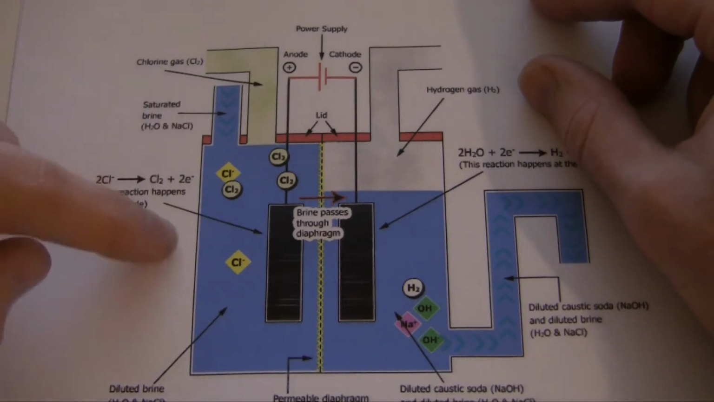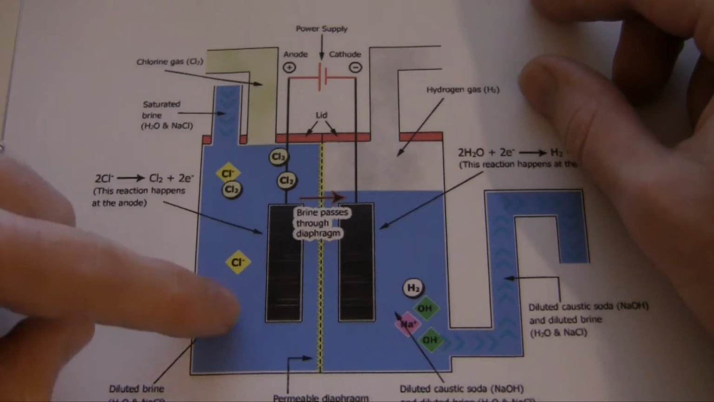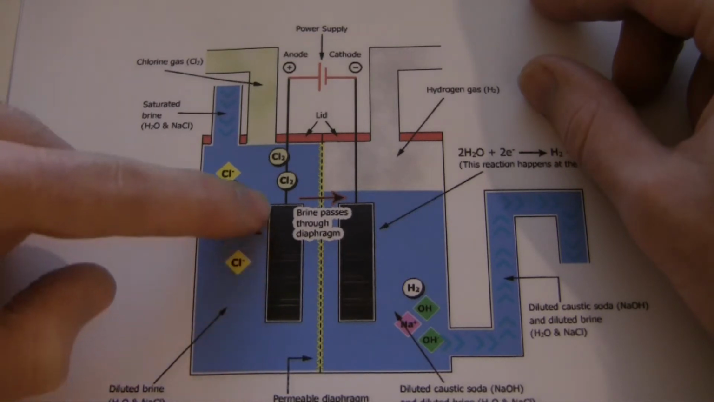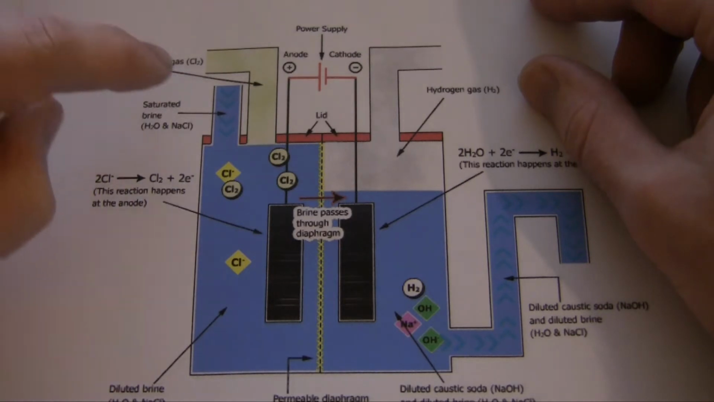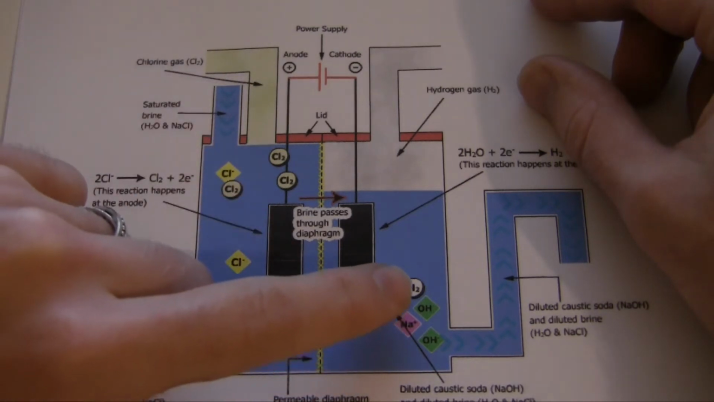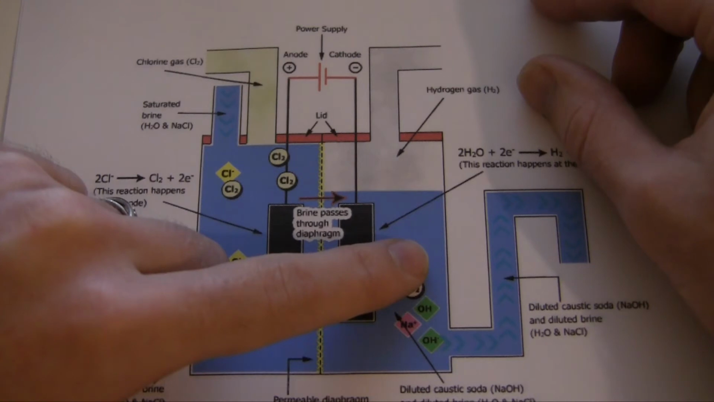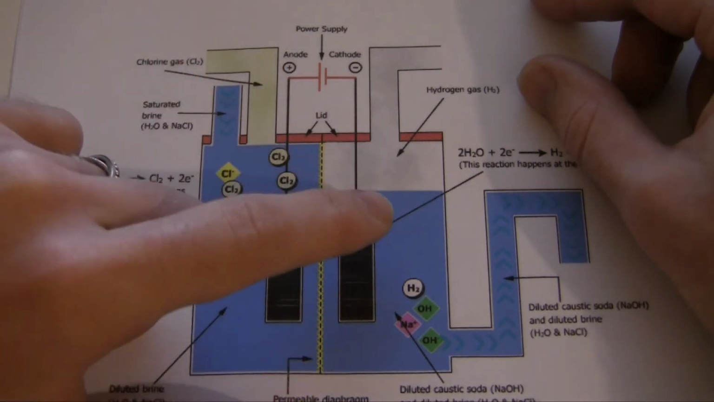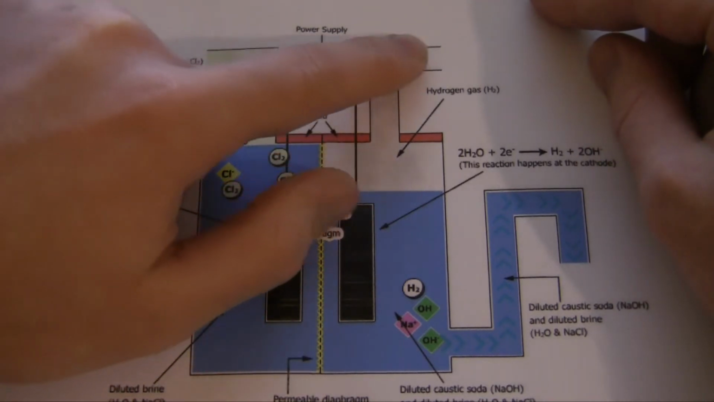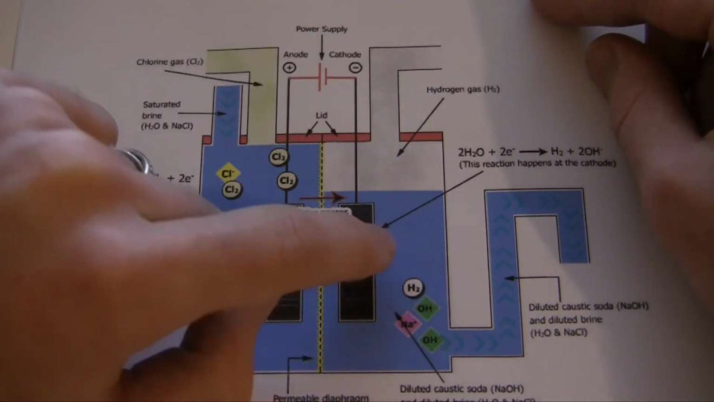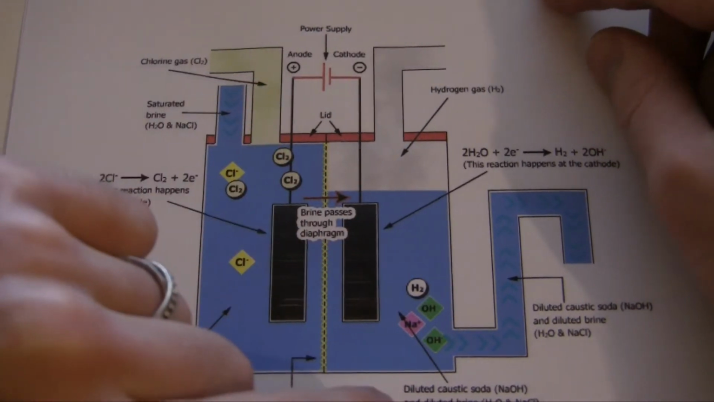The chloride ions from the NaCl are then oxidized in the anode chamber, where they are allowed to escape through here, and are then stored. But then what you'd see on the cathode side is the water getting broken down into hydrogen gas and dilute caustic soda.